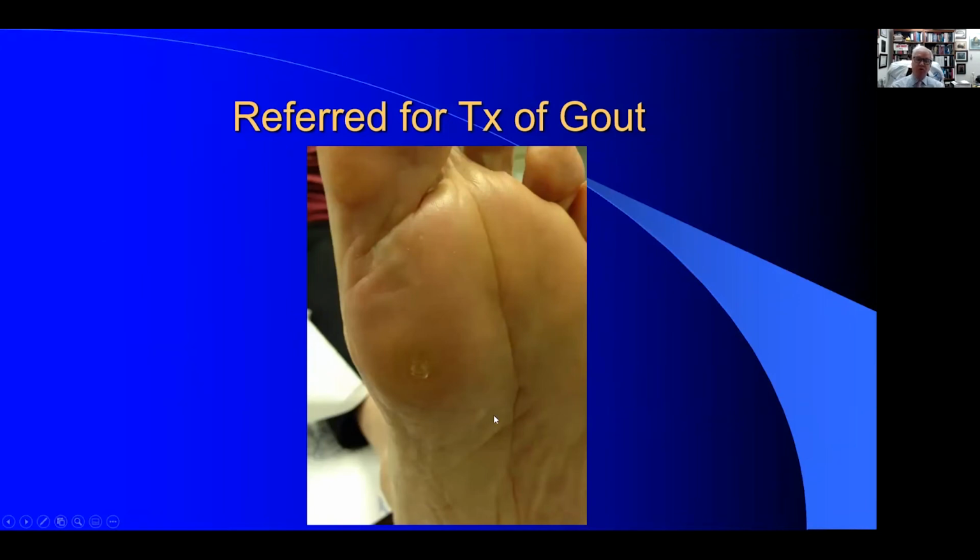Not every big toe joint pain is gout. This is a patient that was sent to me by their internist with pain and swelling about the first big toe joint, and that was translated into meaning gout.